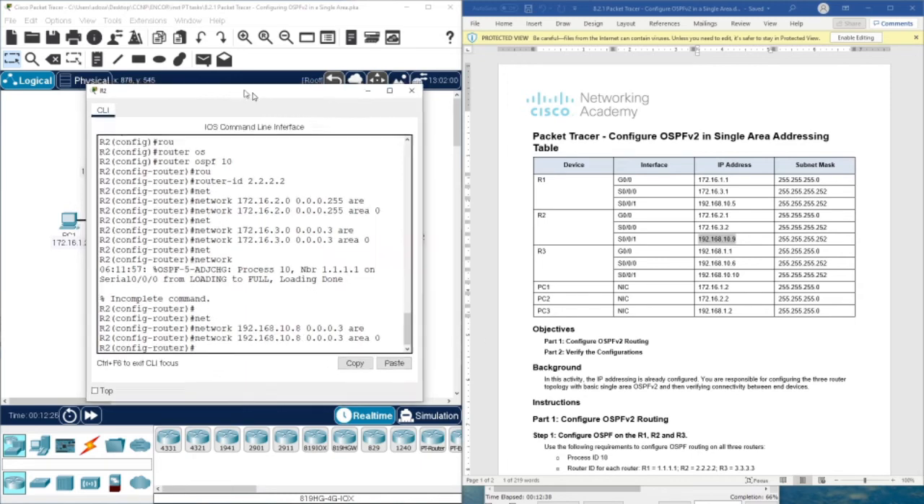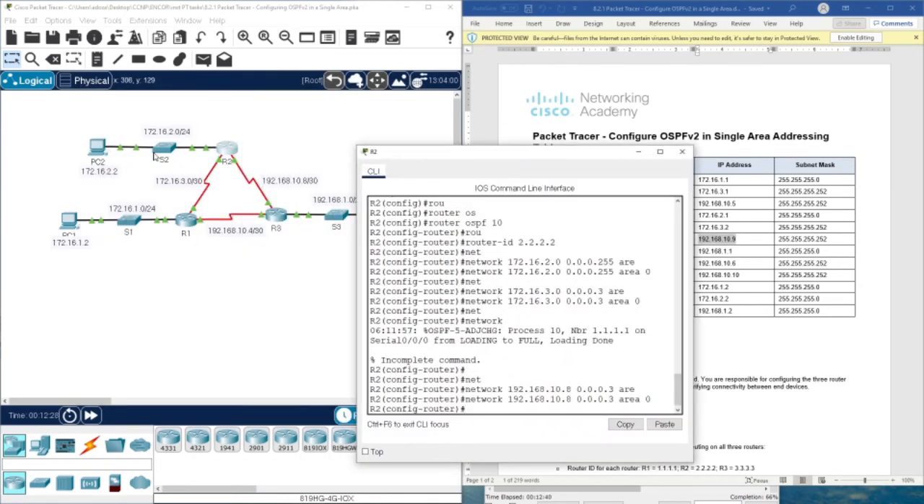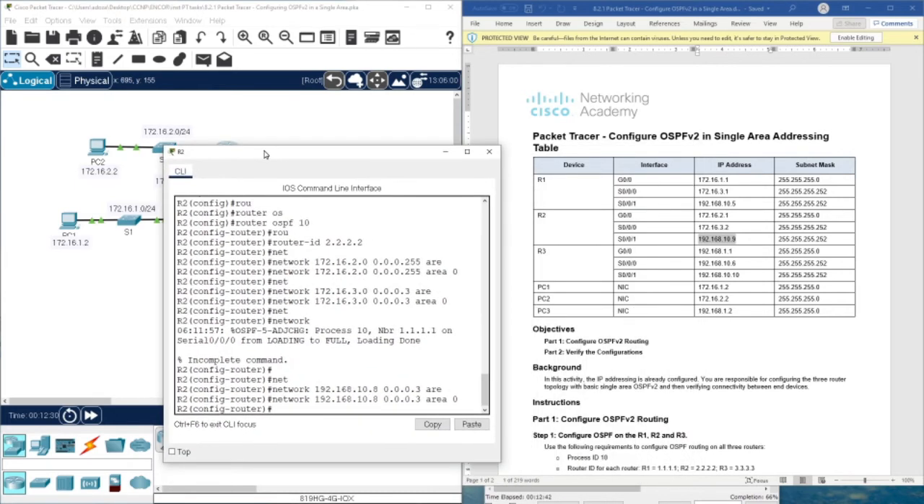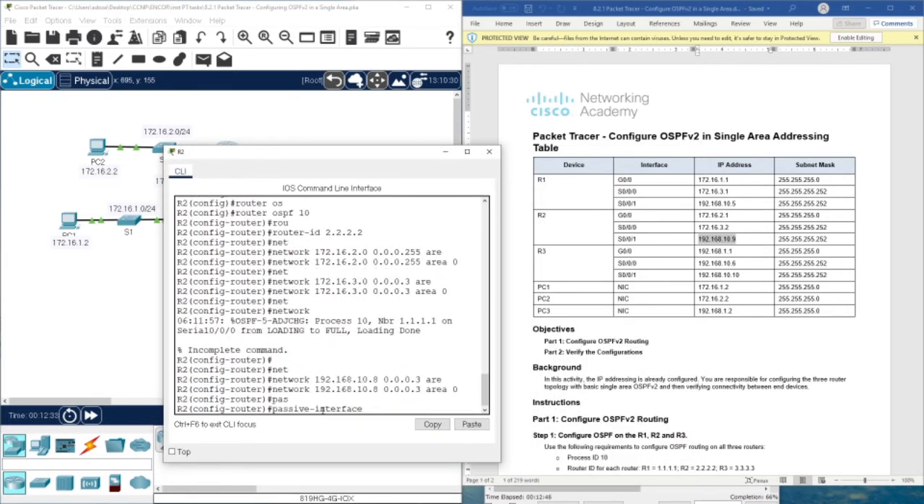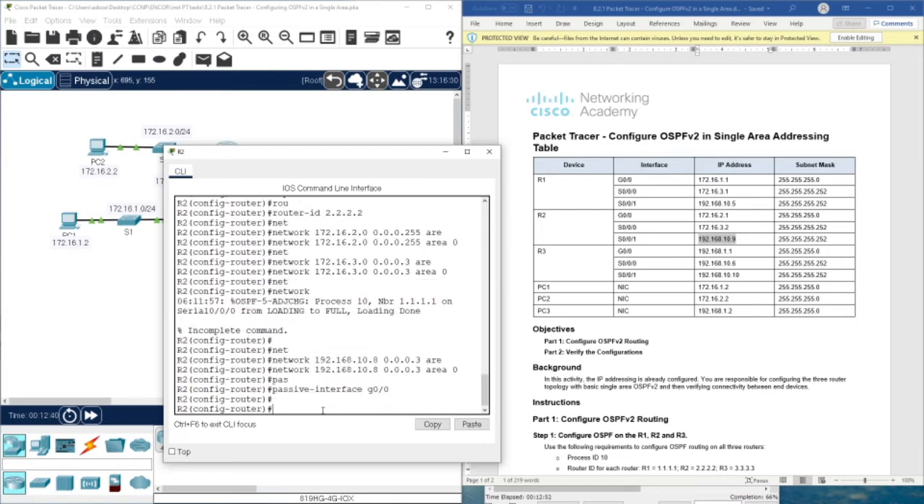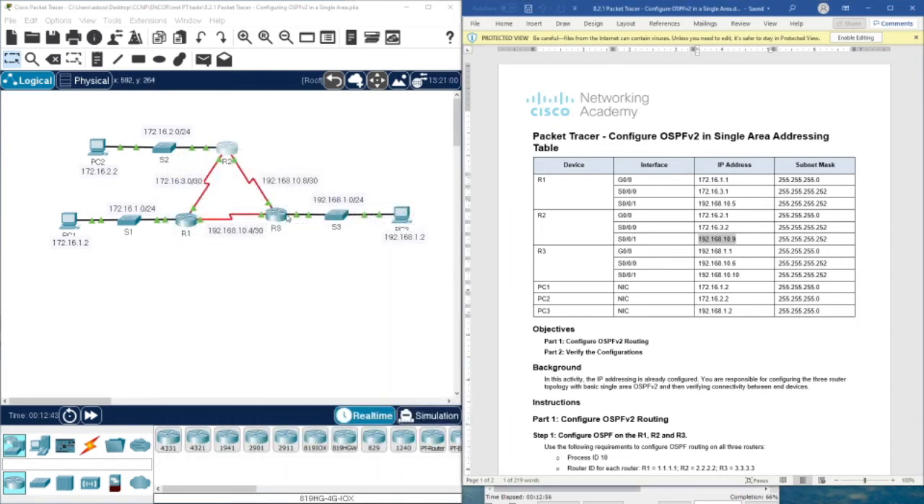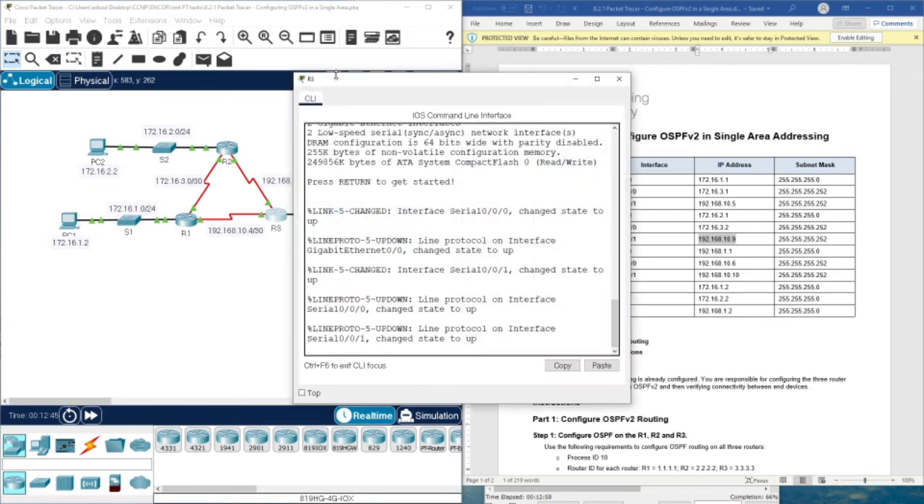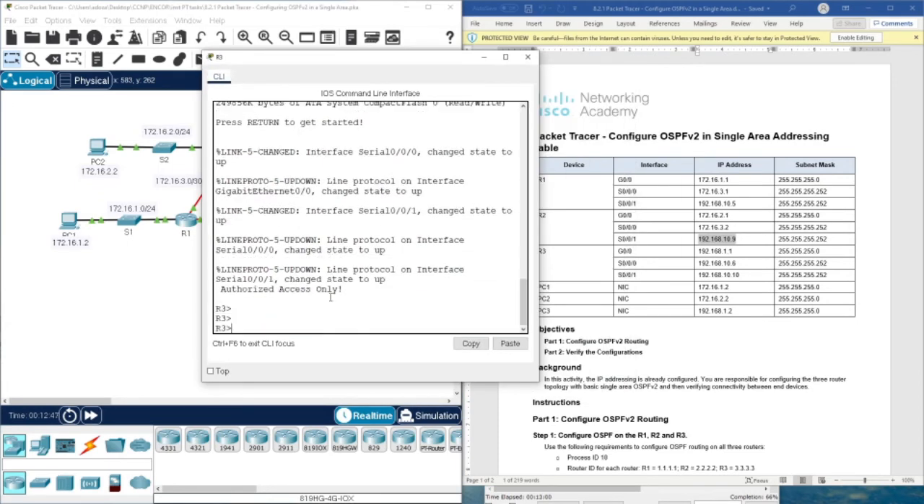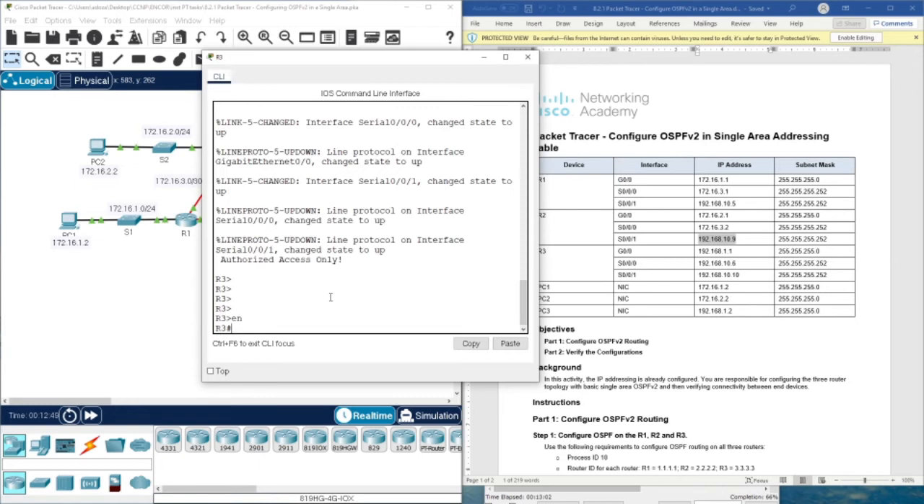Okay, so which interface is going to be passive? This one here again, and it is gigabit Ethernet 0/0, so passive-interface gigabit Ethernet 0/0. Okay, so we are done with R2. Let's move forward and configure router 3.